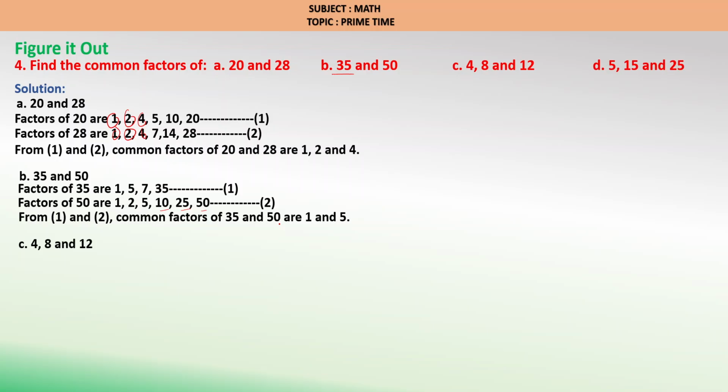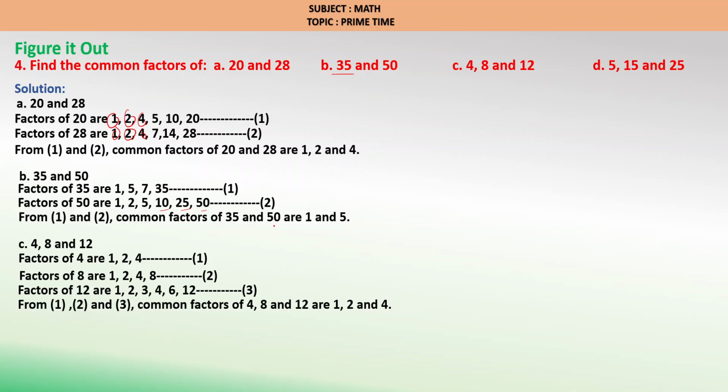Let us see subsection C, 4, 8 and 12. Factors of 4 are 1, 2, 4. Factors of 8 are 1, 2, 4, 8. Factors of 12 are 1, 2, 3, 4, 6, 12. Therefore, the common factors of 4, 8 and 12 are 1, 2 and 4.